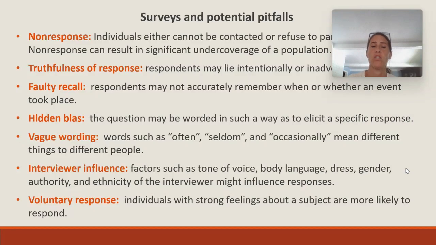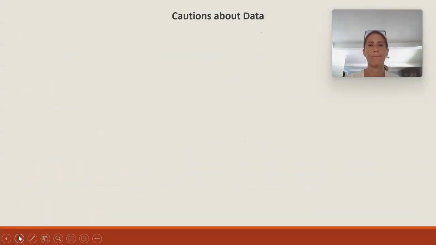Hidden bias is when a question may be worded in such a way as to elicit a specific response. Vague wording in a survey: words such as often, seldom, occasionally mean different things to different people. Interviewer influence: factors such as tone of voice, body language, dress, gender, authority, and ethnicity of the interviewer might influence responses. Voluntary response: individuals with strong feelings about a subject are more likely to respond. So those are all things to think about when you're doing a survey.